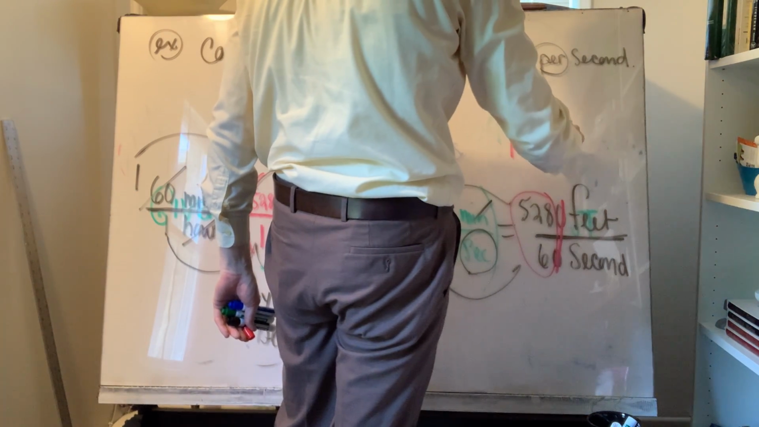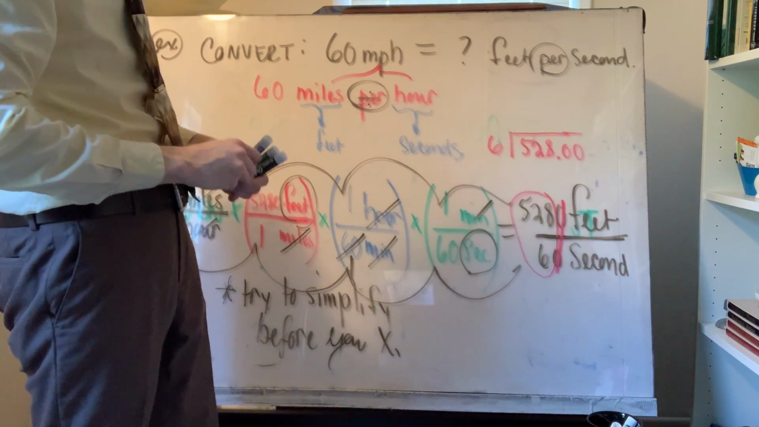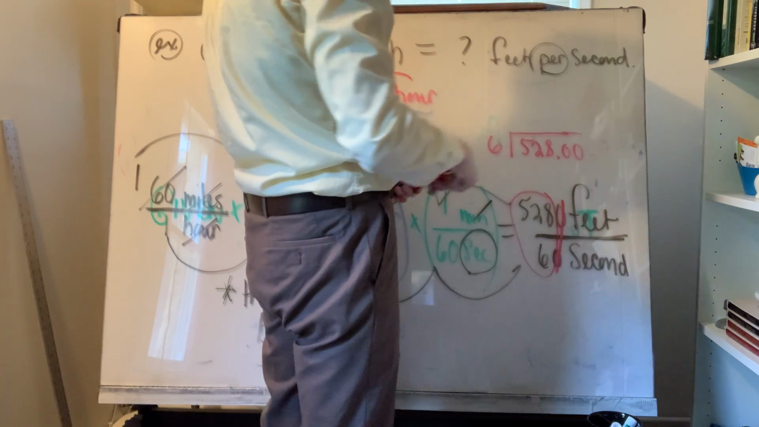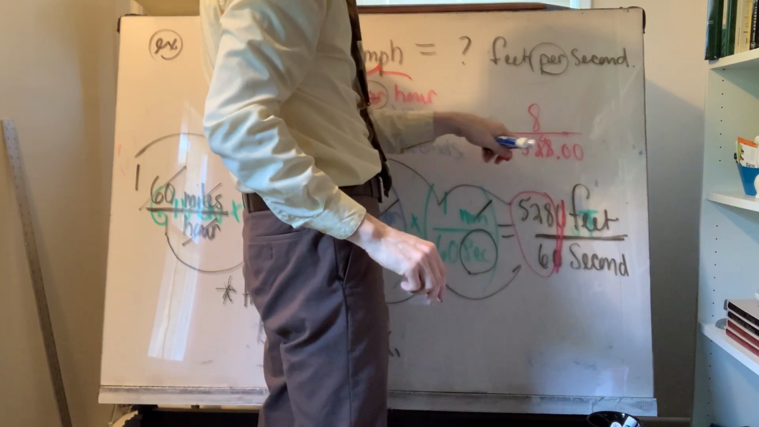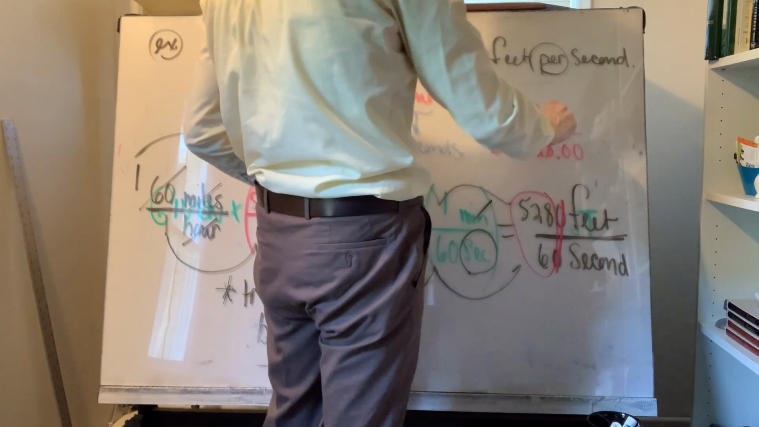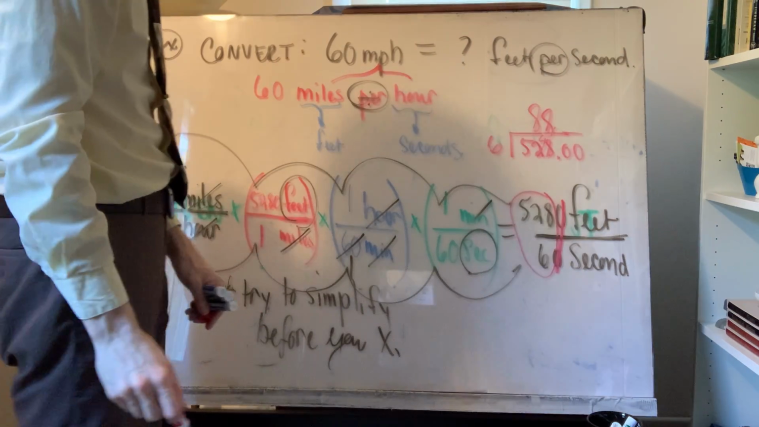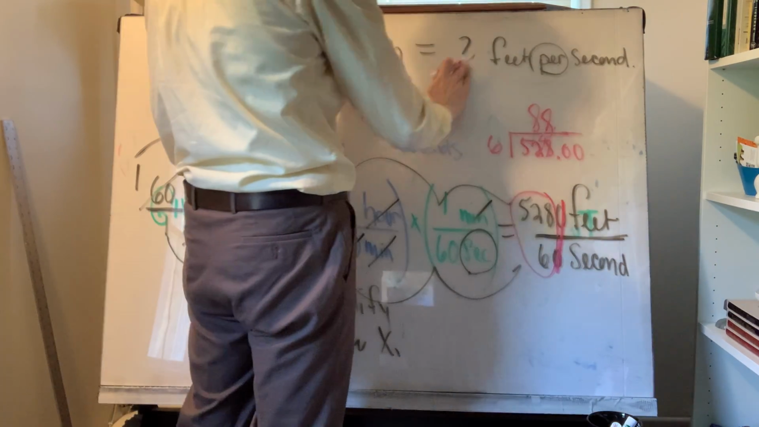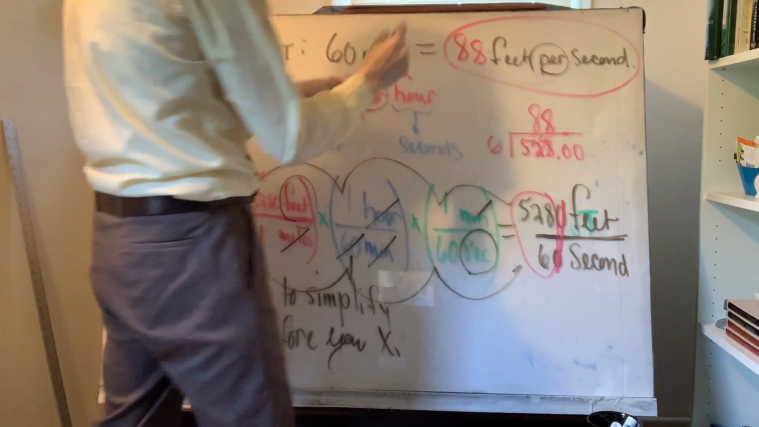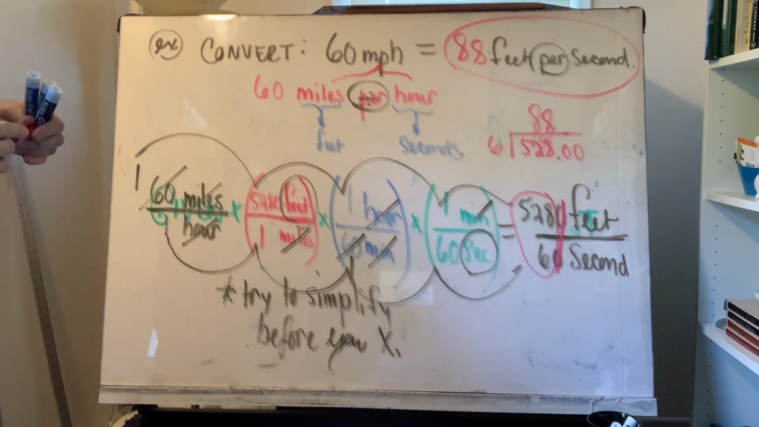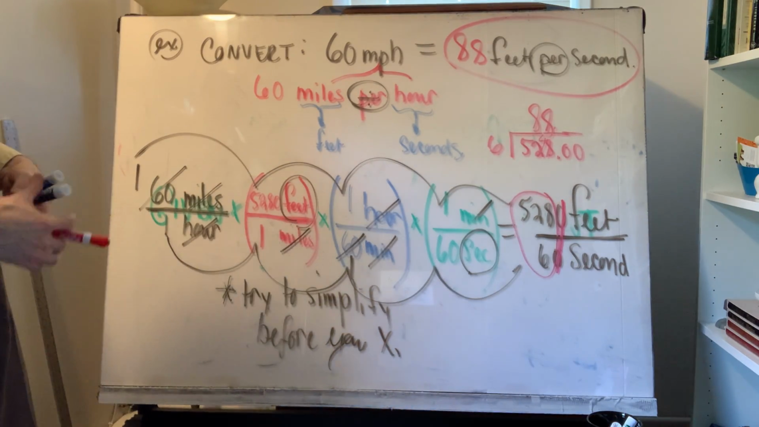So 528, I'll put a decimal in here, and divide by 6. 6 goes into 52 roughly 8 times, which is 48. The difference is 4. Short division. 6 goes into 48 exactly 8 times. And then it would terminate. So 60 miles per hour should in theory be 88 feet per second, which is kind of cool. It's not 88 miles per hour, which you might be thinking, but no.